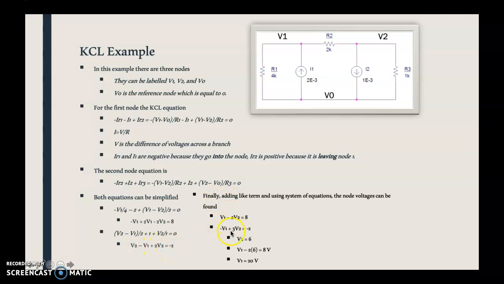Now you have two systems of equations. You have V1 minus 2V2 is equal to 8, and minus V1 plus 3V2 is equal to negative 2. And then simply you can solve for both V2 and V1 very simply. In this case, V2 is equal to 6 volts, and V1 is equal to 20 volts.